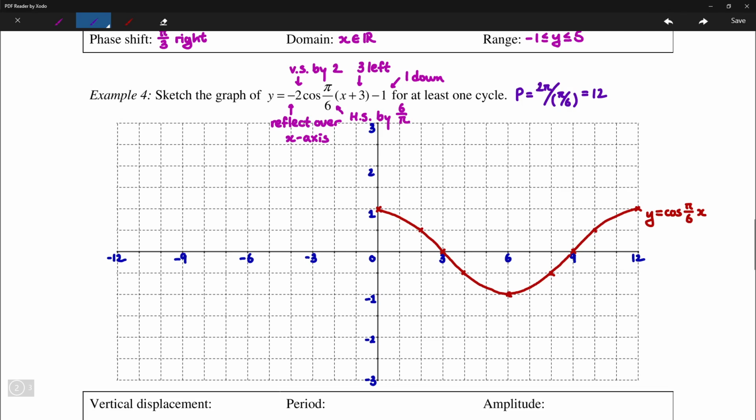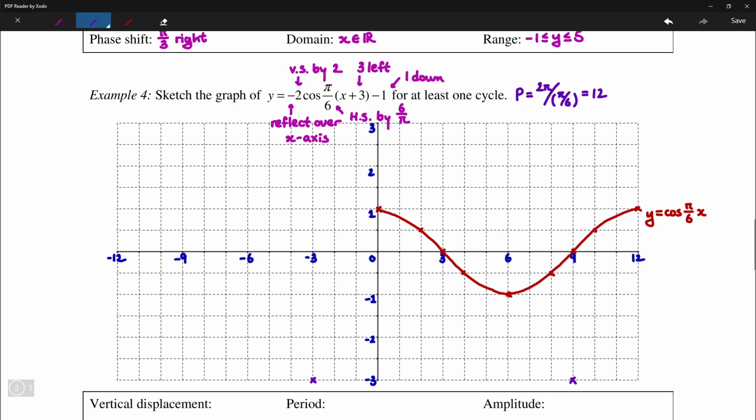Let's go ahead and draw that in. So this is our starting point. Now, we already know that the period is 12, so the function is going to start here and end at x equals 9.